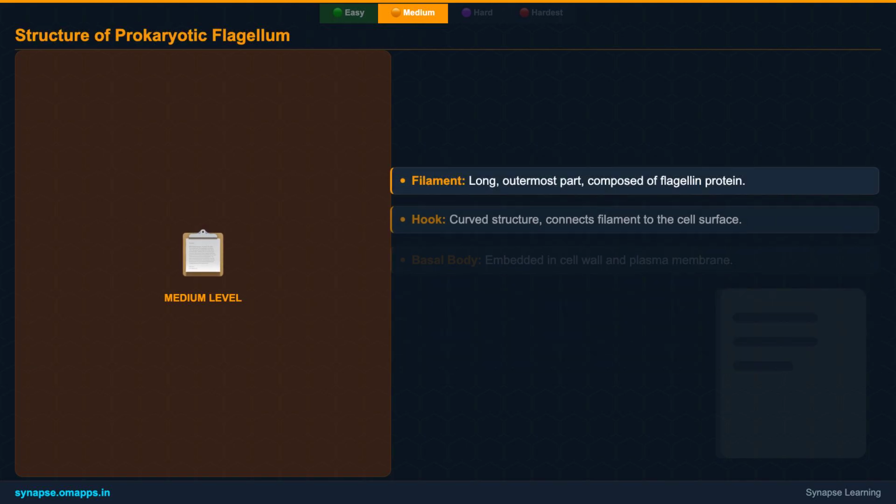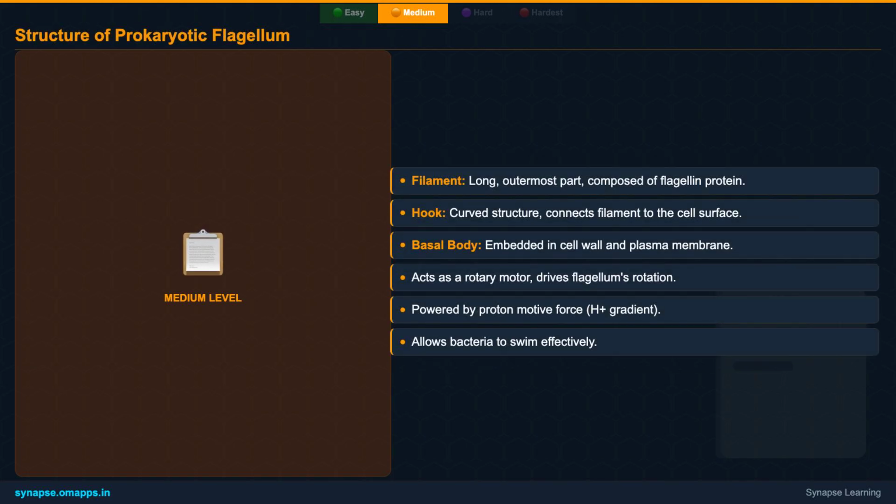Let's look at the structure of a bacterial, or prokaryotic, flagellum. It has 3 main parts: the long, thread-like filament made of a protein called flagellin, a curved hook that connects the filament to the cell, and the basal body. The basal body is embedded in the cell wall and membrane, acting like a tiny motor. This motor uses a special kind of energy, a proton motive force, to spin the flagellum, much like a boat's propeller, pushing the bacterium forward.